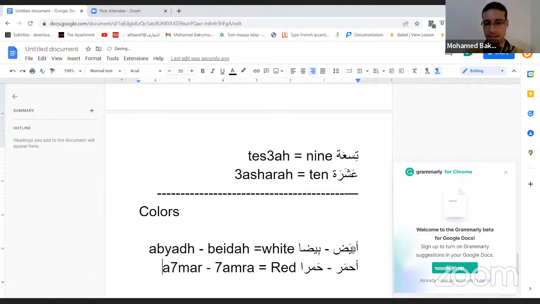So this is red. The next one is, sorry, أزرق. أزرق, and the feminine form is زرقاء. So أزرق and زرقاء.